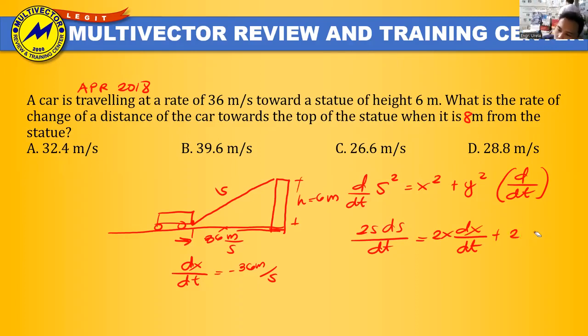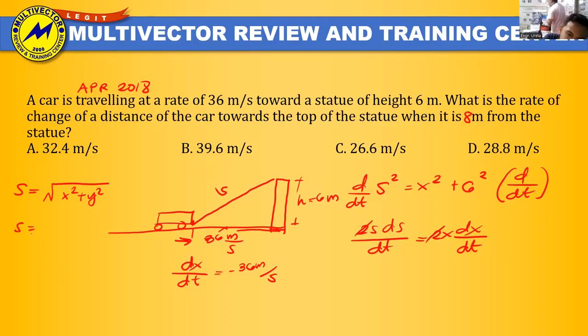Okay, but take note, dito kung mapapansin nyo, our h, which is our y, is constant, no? So regardless kung papunta o palayo yung sasakyan, constant yan. Okay, so 6 square lang. The derivative of constant is 0. Kaya mauuwi kayo dito sa equation. Hanapin ko muna yung value ng s. Our s is just equals to the square root of x squared plus y squared.